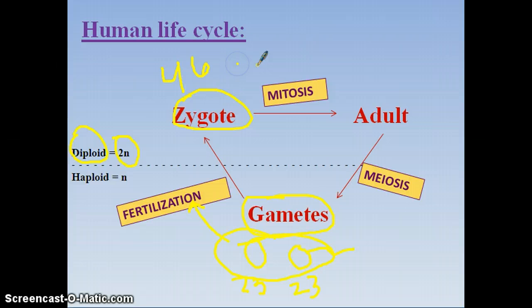You have a baby, you have a toddler, you have elementary school, you have pre-adolescence, you go through puberty, and you are considered an adult. Through the process of mitosis, you will grow and develop the body cells. When you reach adulthood, puberty, you produce your gametes, the egg and the sperm, through the process of meiosis.